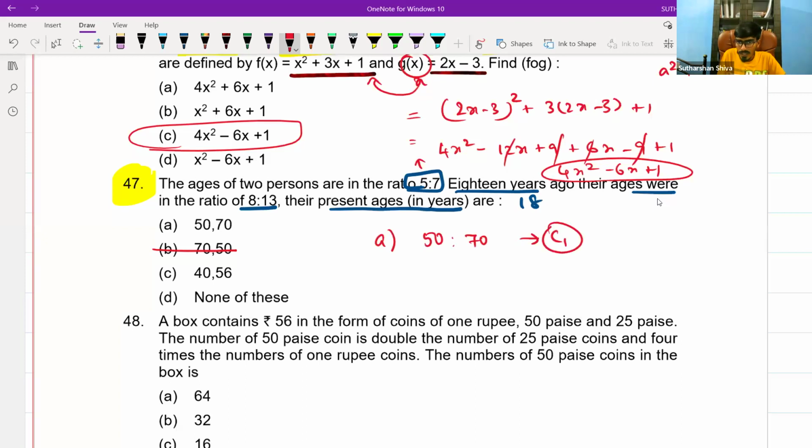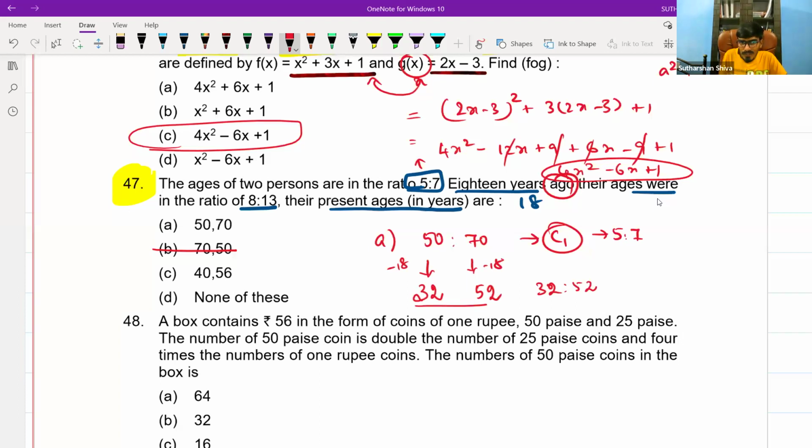Condition 1 is satisfied, that is in the form of 5:7. Then 18 years ago is given, so for the past I will subtract 18 from both. If I subtract 18 from both, it will become 32 and 52, right? Now 32 is to 52 is given.